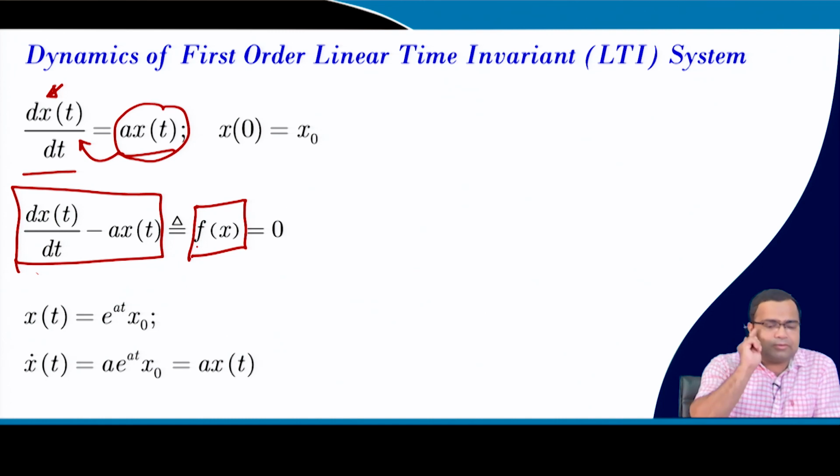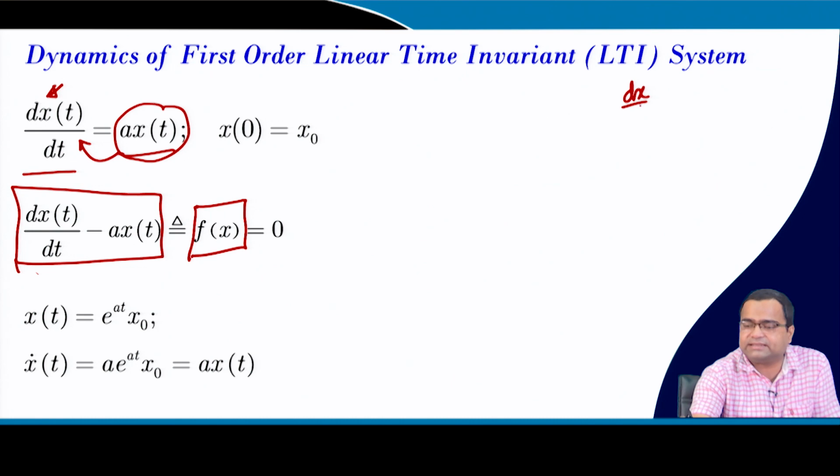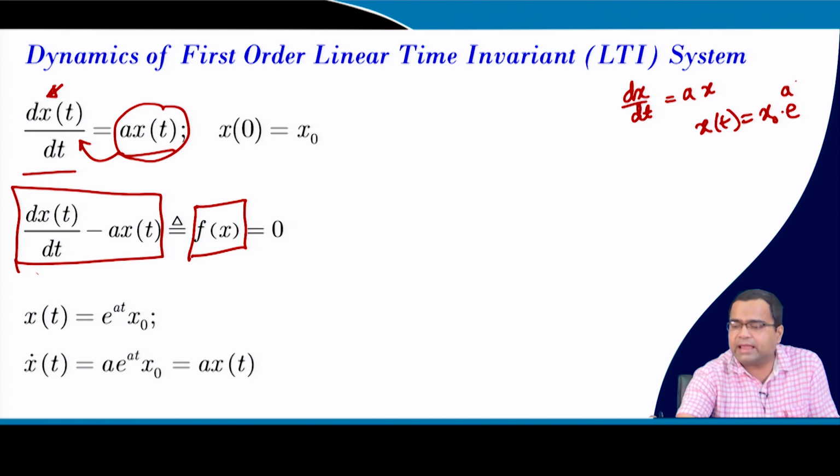Okay. Now, if we solve this first order differential equation, because we have dx dt is equal to a into x, then you will get x of t is nothing but x of 0 into e to the power a into t.